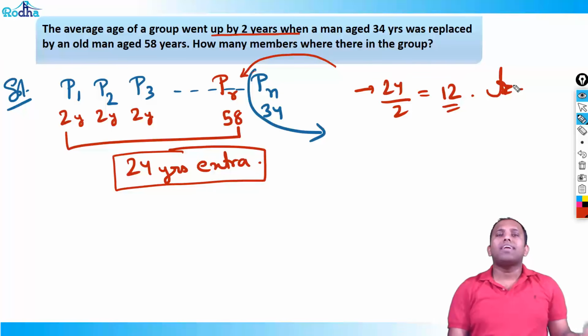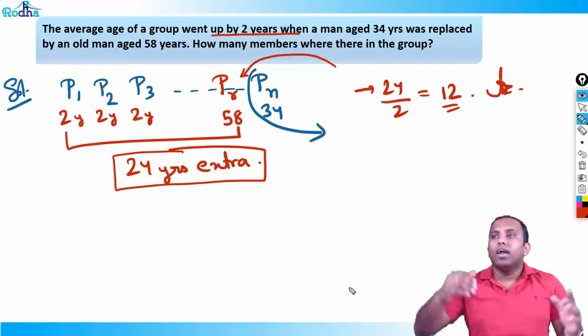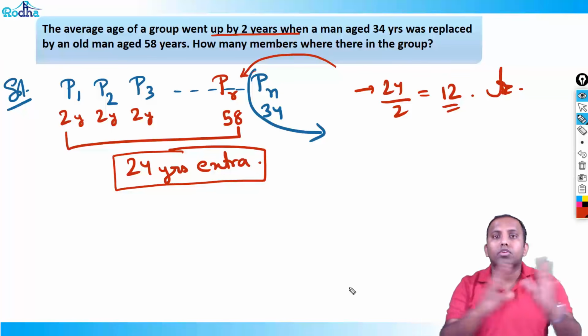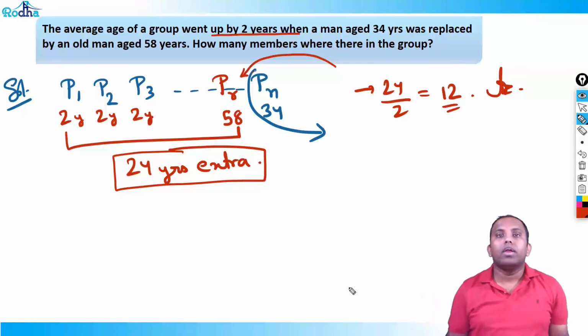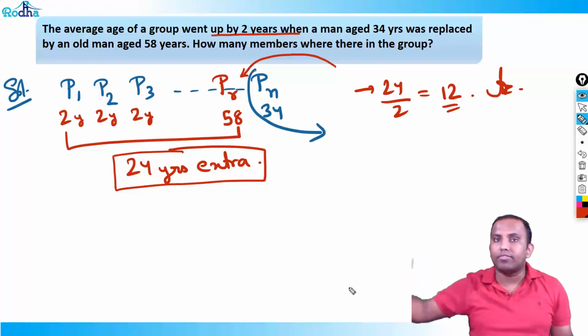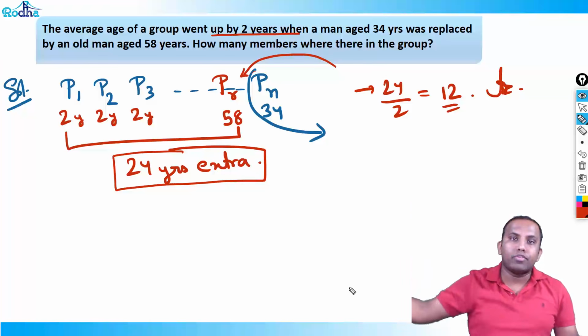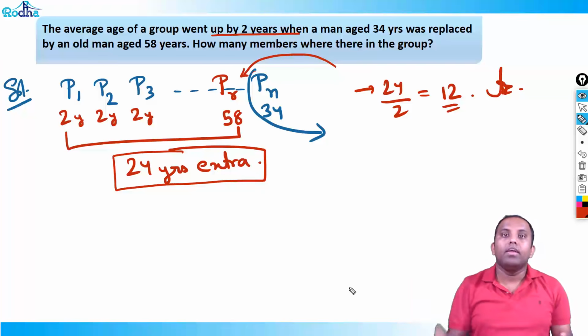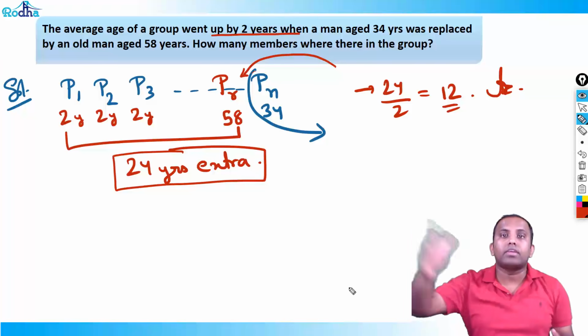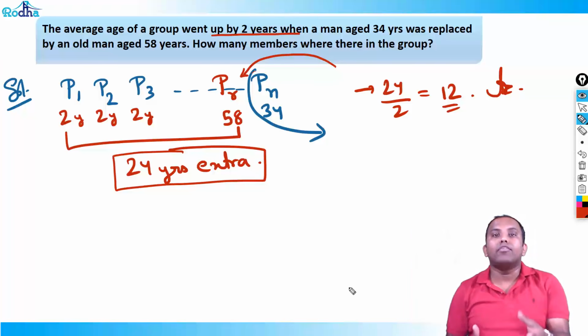Correct. Just simple thinking like this, right? I don't know the number of persons, all right. I don't know the average age of the group, all right. No issue. A guy whose age is 34 years leaves the group. Another guy of age 58 years joins the group, right? So he brings 24 years extra into the group, and the average age of the whole group increased by 2 years, right?